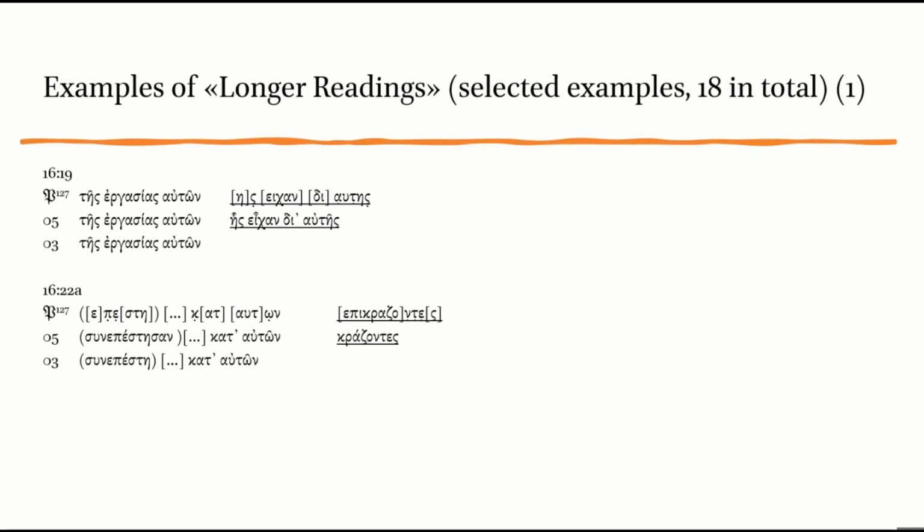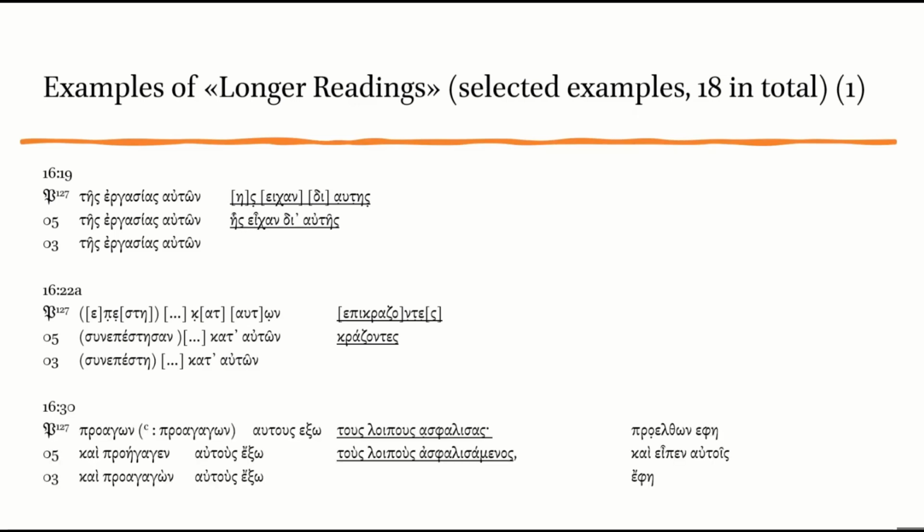Square brackets indicate obviously that the letters are not available or not legible. So it's just a reconstructed text, where a longer portion of letters would include the epi before krazontes. Same thing here in 1630, which has a longer reading in 1-7 and 05, but still with slight differences. One means making sure about the rest, and one means making sure for himself that the prisoners are still in the prison, in the context of Acts 16.